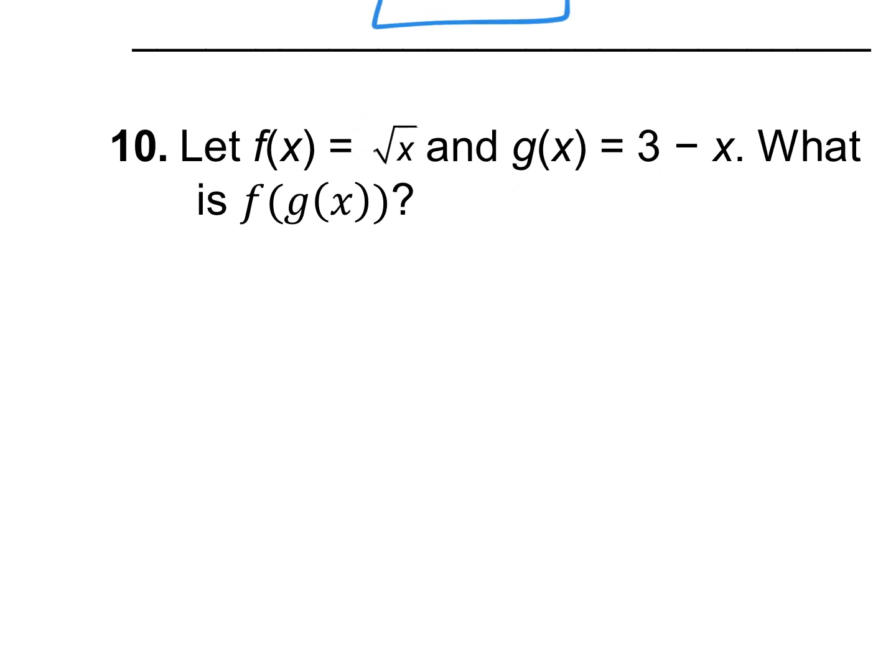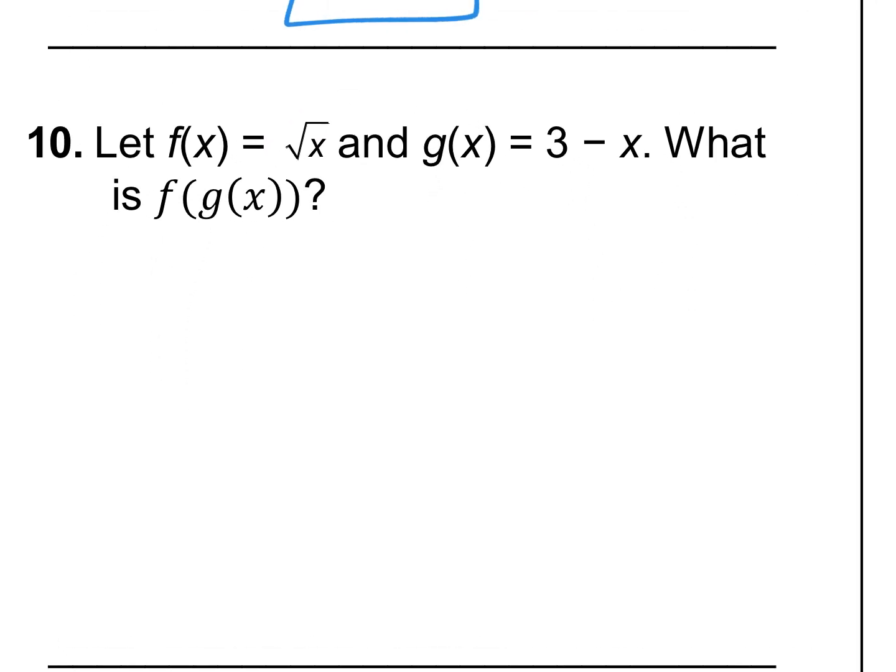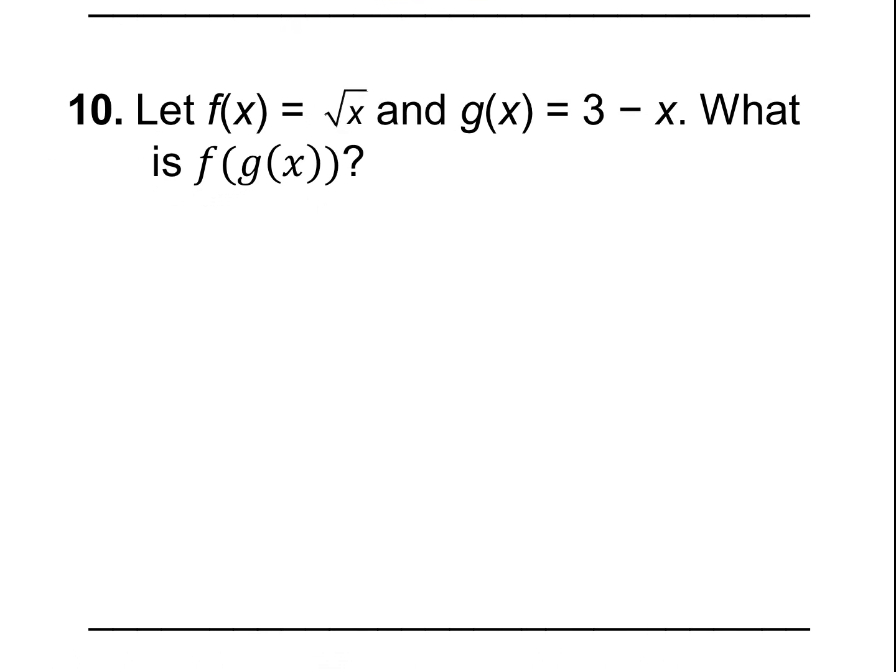Moving on to number 10. This is where our compositions come in. So they give us 2 functions. They give us our f of x, and they give us our g of x. We want to find f of g of x. So if I write this here, how do we start with these? What's the first thing we need to do? Right, we need to do that inside first.